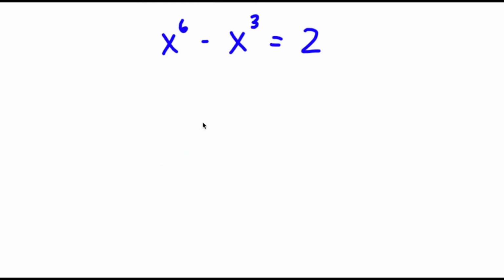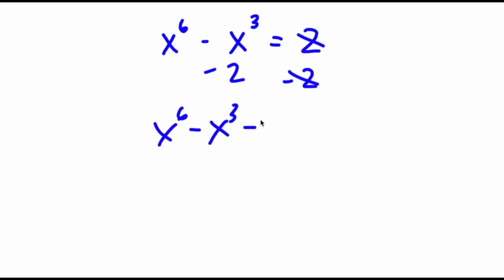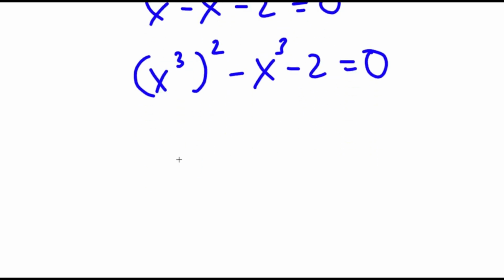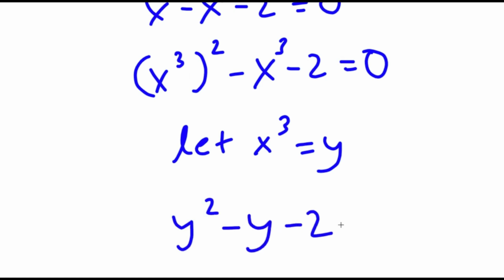Alright, so in this problem, I have x to the power of 6 minus x to the power of 3 is equal to 2. So I'm going to first start by subtracting 2 on both sides. So now I have x to the power of 6 minus x to the power of 3 minus 2 is equal to 0. Now I'm going to rewrite x to the power of 6 as x to the power of 3 squared. Now I have this minus x to the power of 3 minus 2 is equal to 0. Now I'm going to let x to the power of 3 equal the variable y. So now if I substitute y for x to the power of 3, I get y squared minus y minus 2 is equal to 0.